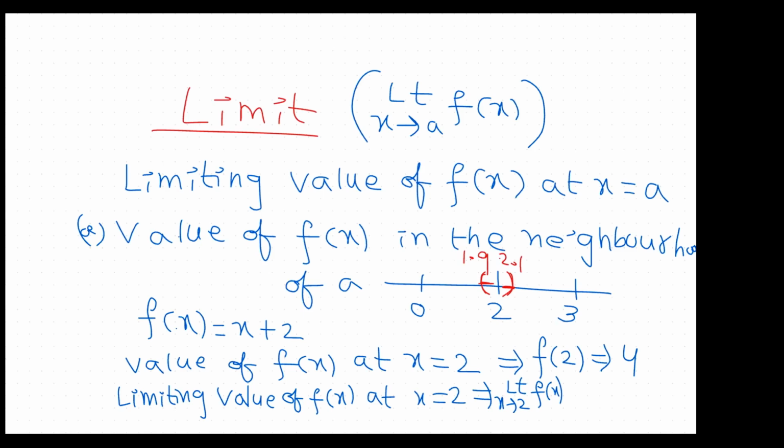0.9, 1.999, 1.99, 1.98, that region. And then 2.01, 2.001. That region level will be calculating the value. Clear, ma?